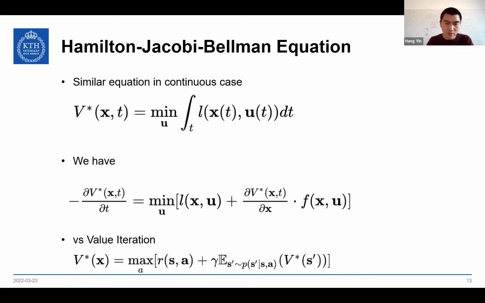You can see that it has a very similar structure to our value iteration. The max changes to the min, and you have the running cost, the instantaneous reward here, and you have what you are going to obtain by running the current policy for future steps. And similarly, your dynamics model is part of the story.